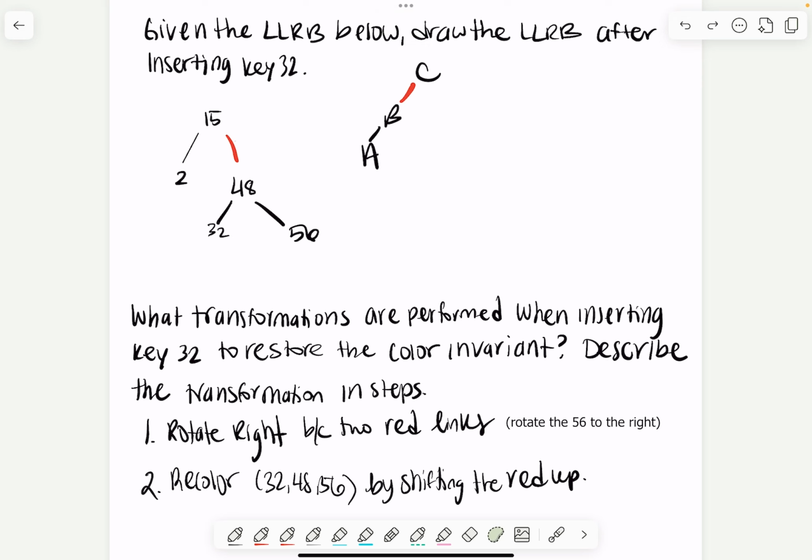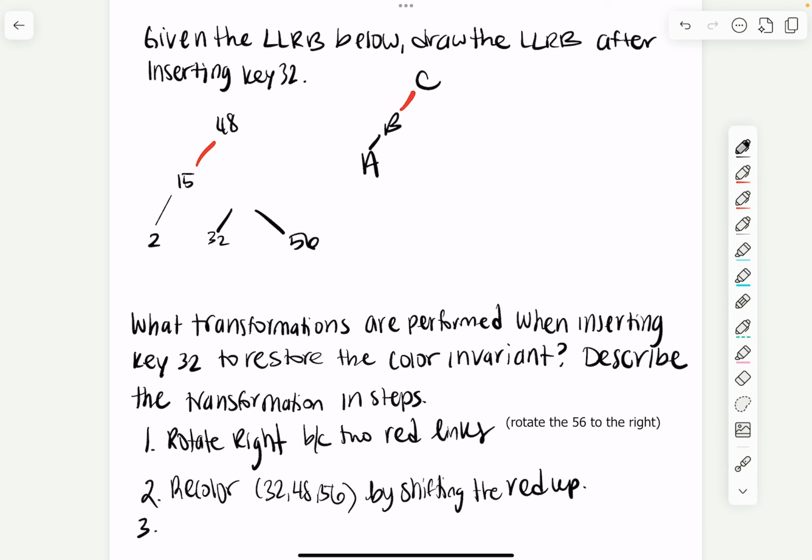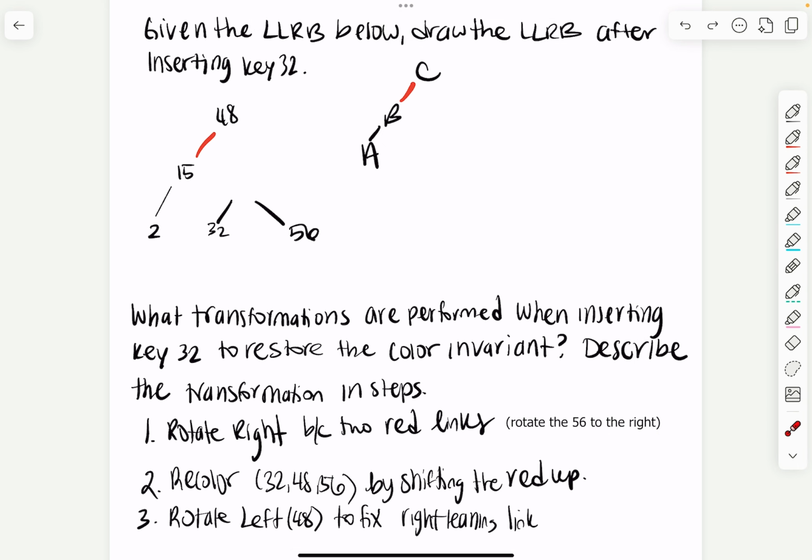So same thing. We want to take this and rotate it to the left. So our third step is to rotate left. But then what do we do with these numbers? Well, you just add them where they belong because there's nothing to fix. They're all black. So 32 is less than 48, so you go down, but it's greater than 15, so you would go to the right. Okay. So black link to the right, and then 56 is greater than 48, so it's going to be to the right. So you simply just add 56 there, and you're done.